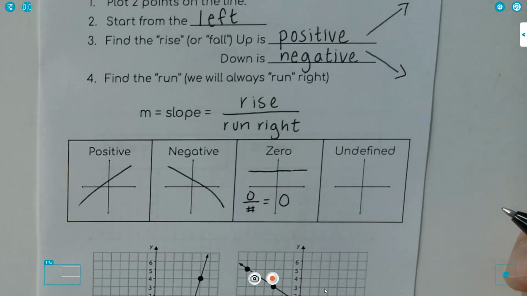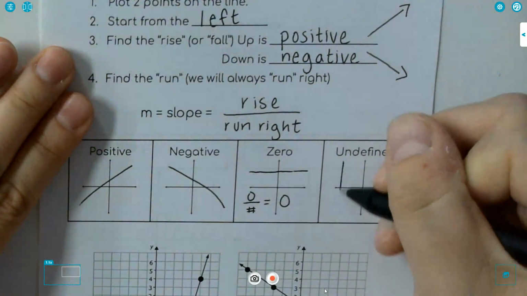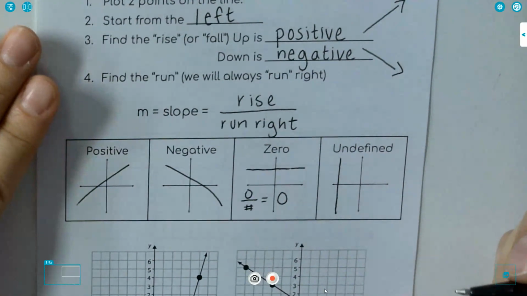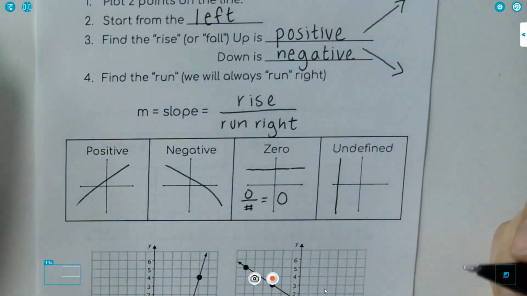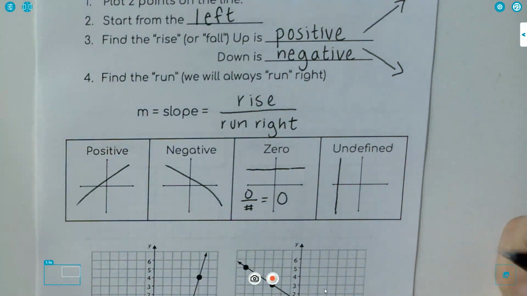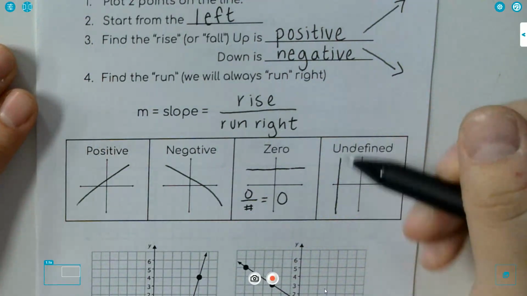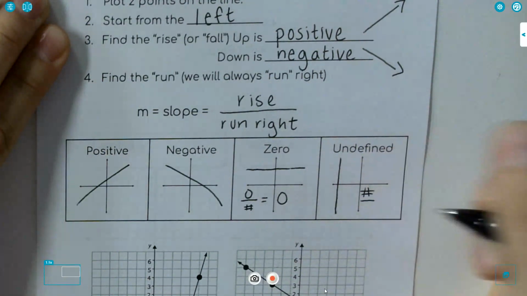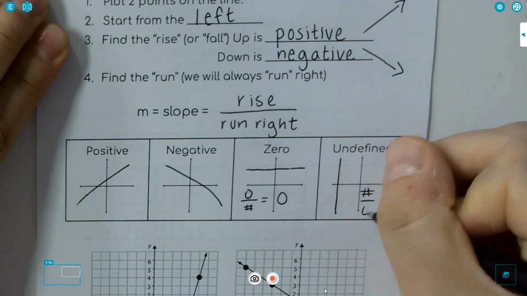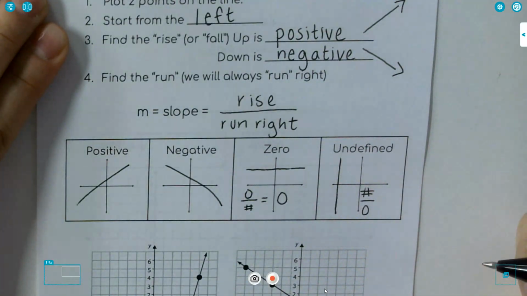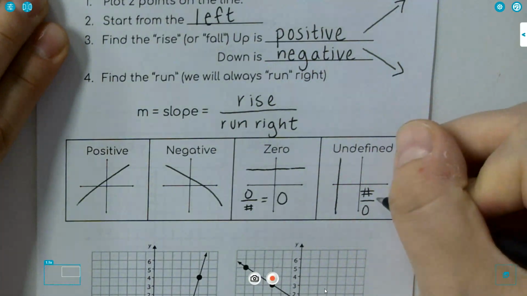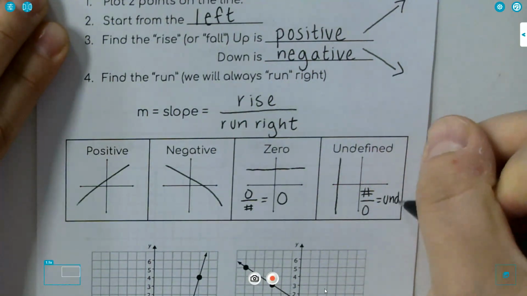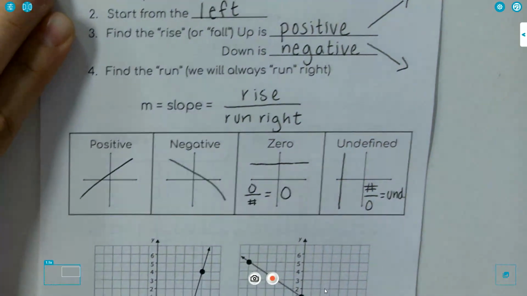Okay, and then our last type of slope is an undefined slope. An undefined slope is straight up and down. And the reason why an undefined slope is straight up and down is your rise is any number, and your run is 0. Are we allowed to divide by 0? No. We did that last unit. So that's why it's undefined. And I'm just going to abbreviate that to UND.